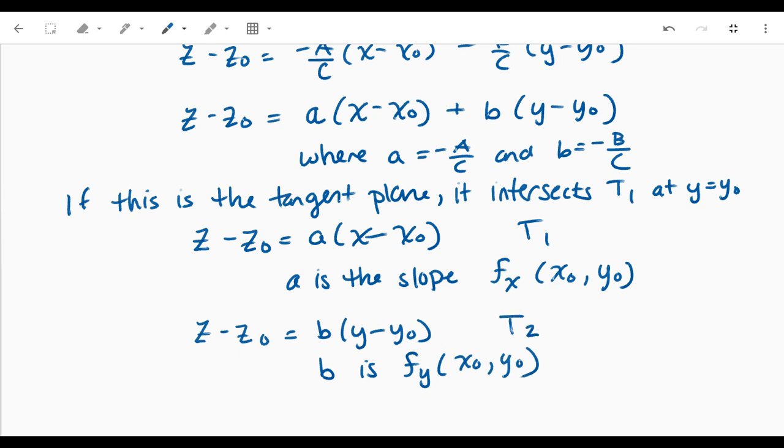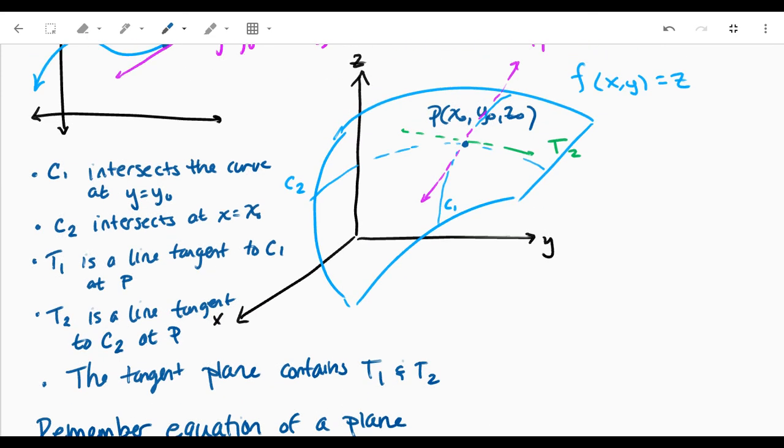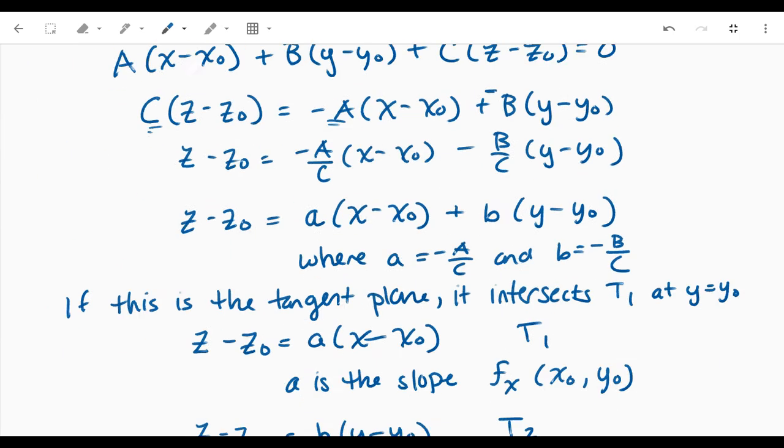So those are the equations of those two lines. T1 is in the XZ plane, because it's parallel to the x-axis, how it changes in the XZ plane, and then T2 in the YZ plane. Okay.